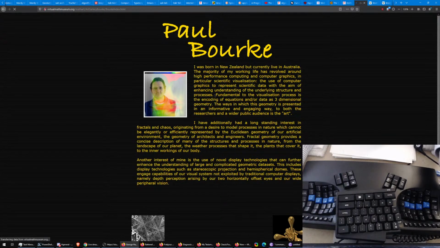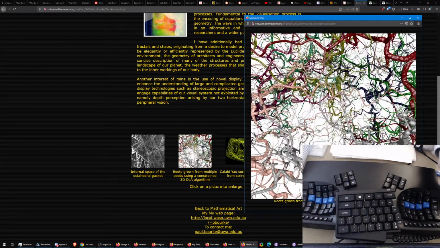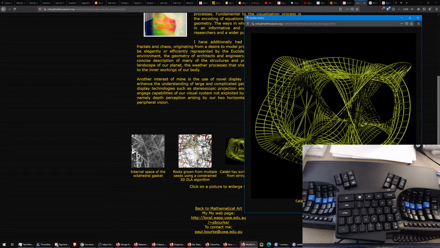Then you have Paul Brook, who is also very famous. He is a very great geometric programmer. But this one, if you look at it, is it mathematical? Does it have inherent mathematical structure in this artwork? I wouldn't say so. Does this one? Maybe. Yeah, actually it is.